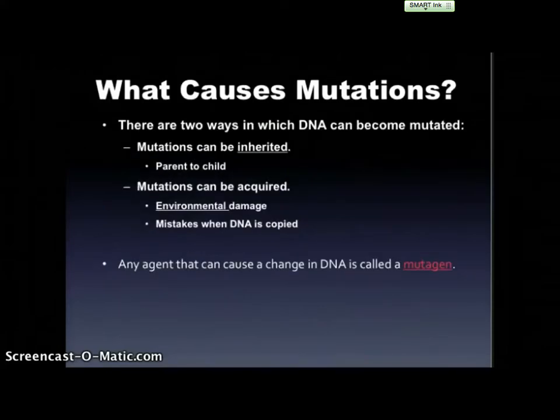So what are some of the causes of mutation? Well, there are two ways in which DNA can become mutated. Mutations can be inherited, meaning an exact copy of the mutation from the parent to the child, or mutations can be acquired, meaning that they happen over the lifetime. This happens with environmental damage or mistakes when DNA is copied. Any agent that causes DNA to change, we call a mutagen.